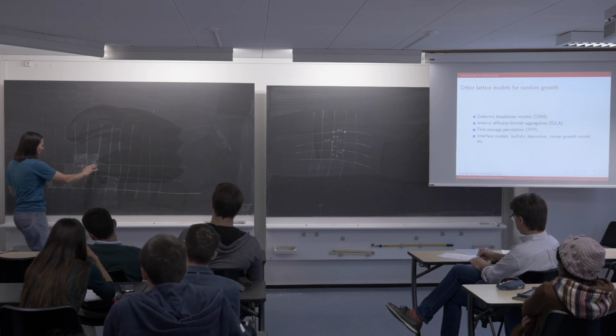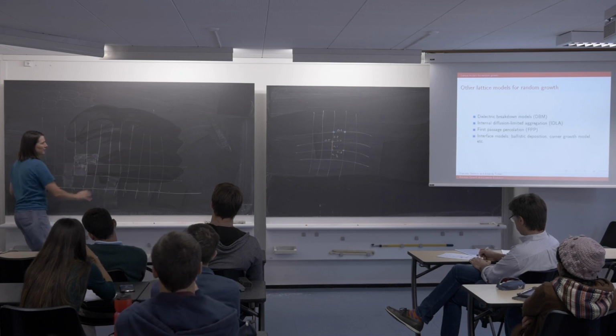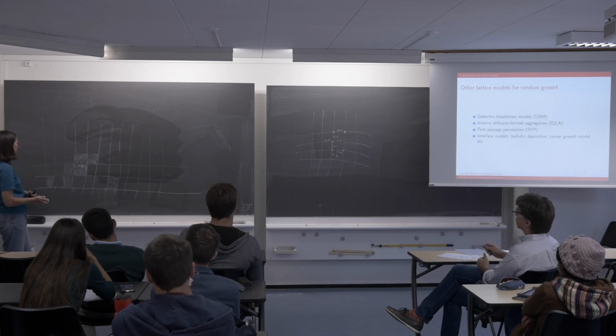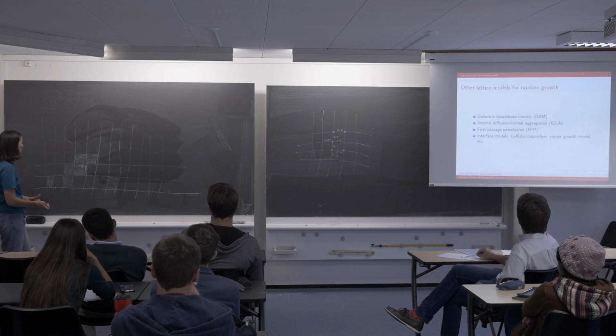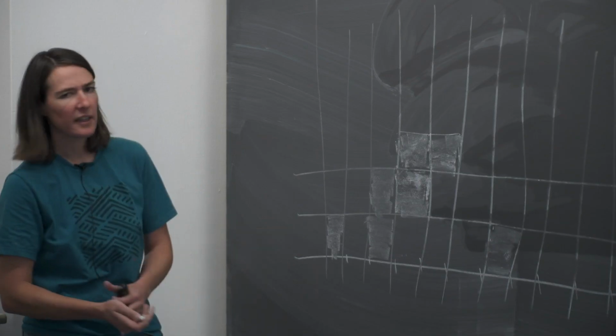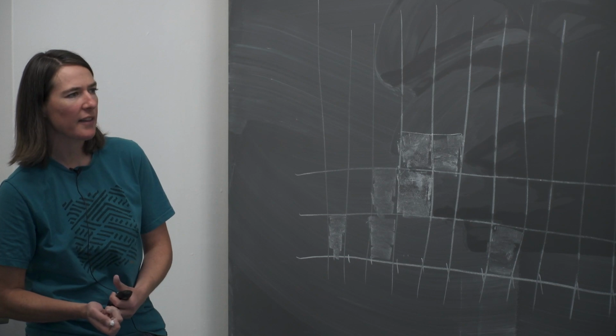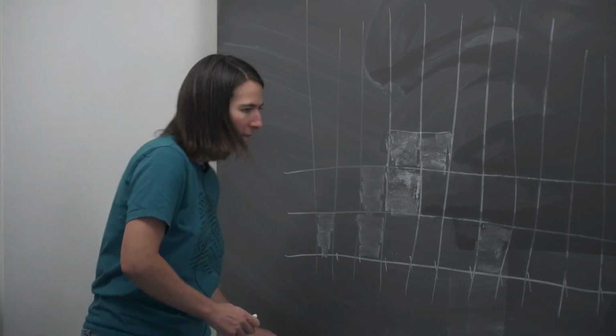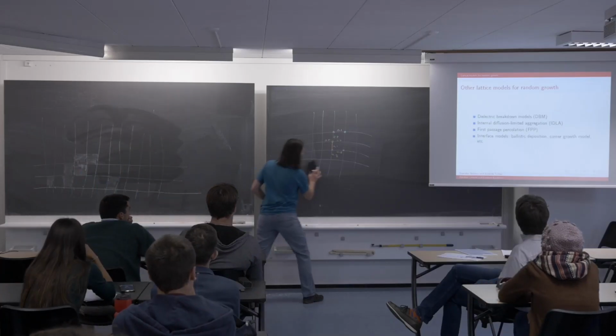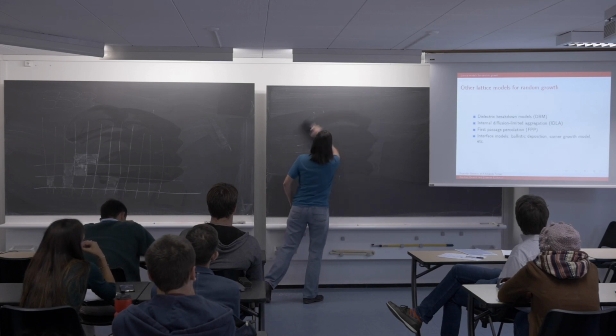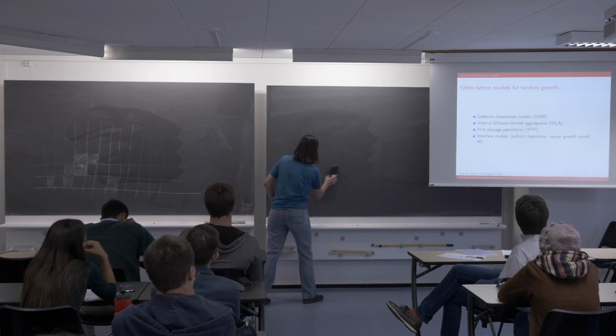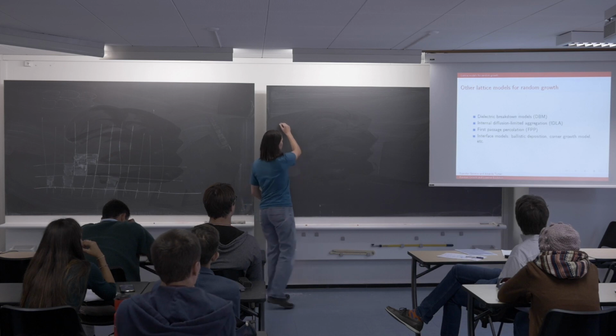And again, it's conjectured that this sort of interface that we grow here has similar properties to the Eden model for biological growth that I described. And just one final discrete model I'll tell you about is called the corner growth model.